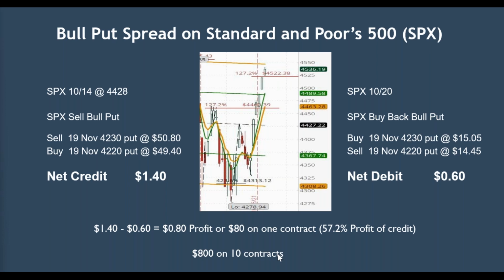800 for 10 contracts, and I usually trade multiples of 10. Once again, past performance, no guarantee of future results. But take a look at this chart. The S&P 500 came down and hit below the -2 on the regression channel. The three things that I really focus on are the regression channel, the measured moves, and the Fibonaccis.